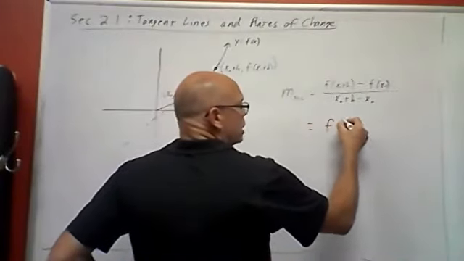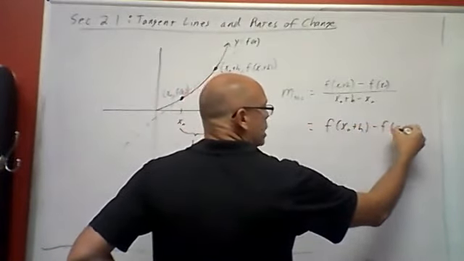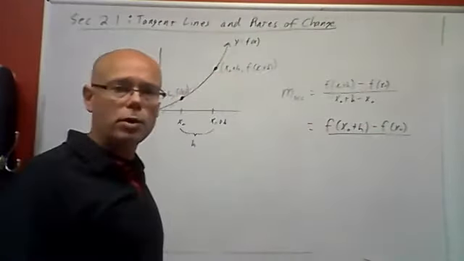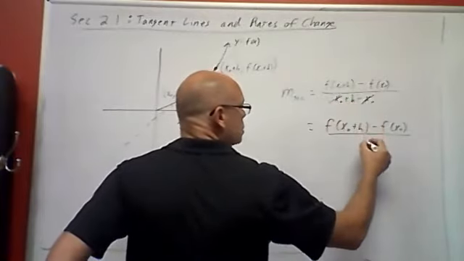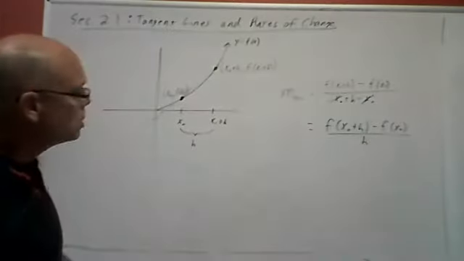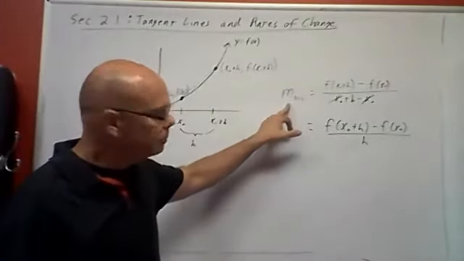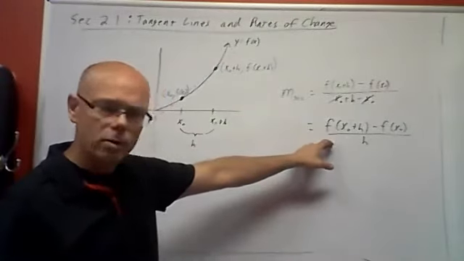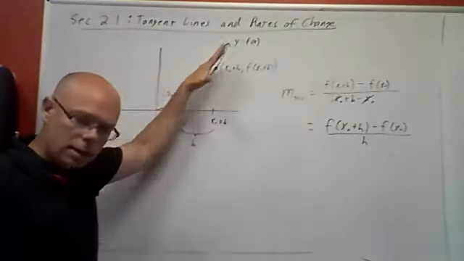So up top, I can't really do anything. That's f at x naught plus h minus f at x naught, because I'd have to calculate these function values before I could go ahead and subtract. But at the bottom, I can subtract these two, and I'm just left with h, right? So what is this right here? This is the slope of your secant line. Now, really what you looked at in pre-calculus as the difference quotient. All right, that gives me the slope of my secant line.